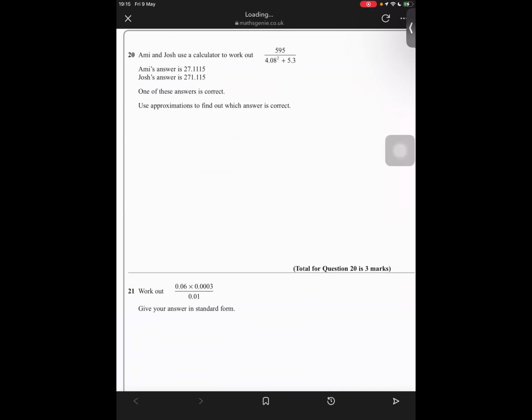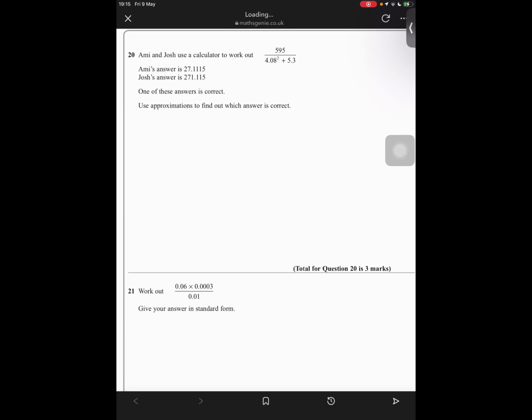Which one should we do first? Okay, let's just do the first one, 20. It says Amy and Josh use a calculator to work out 595 over 4.08 squared plus 5.3. Amy's answer is 27.1115. And Josh's answer is 271.115. Just a matter of decimal point.